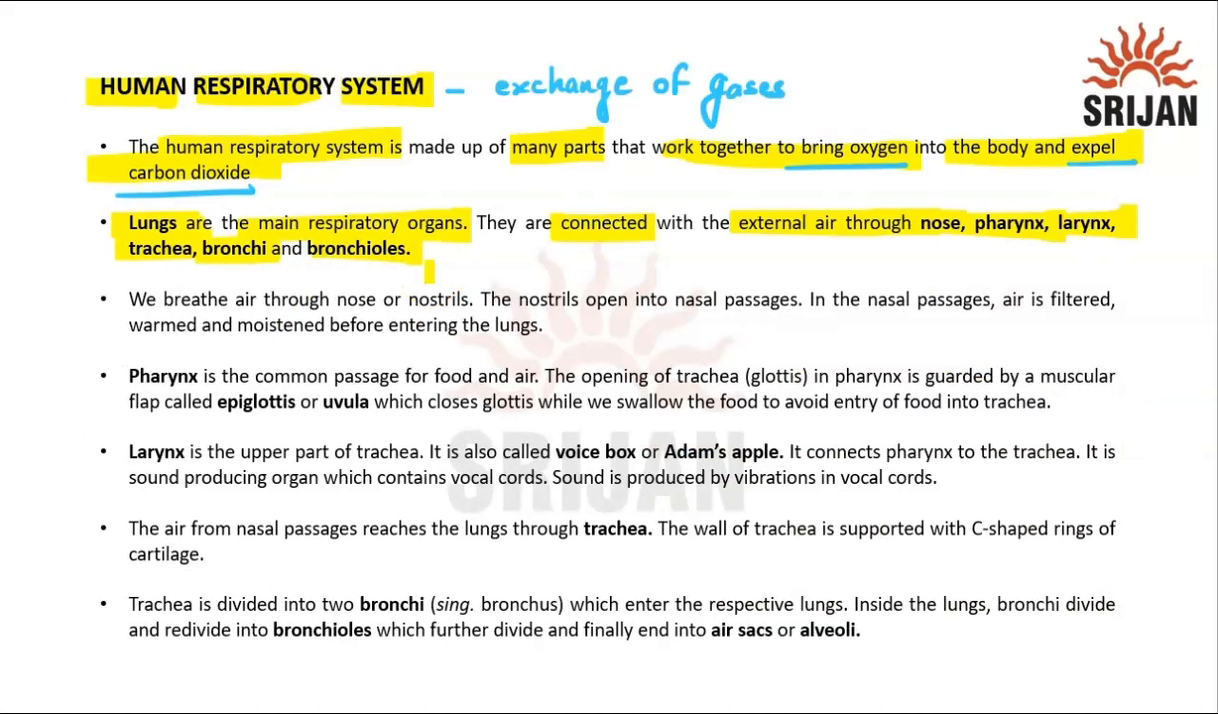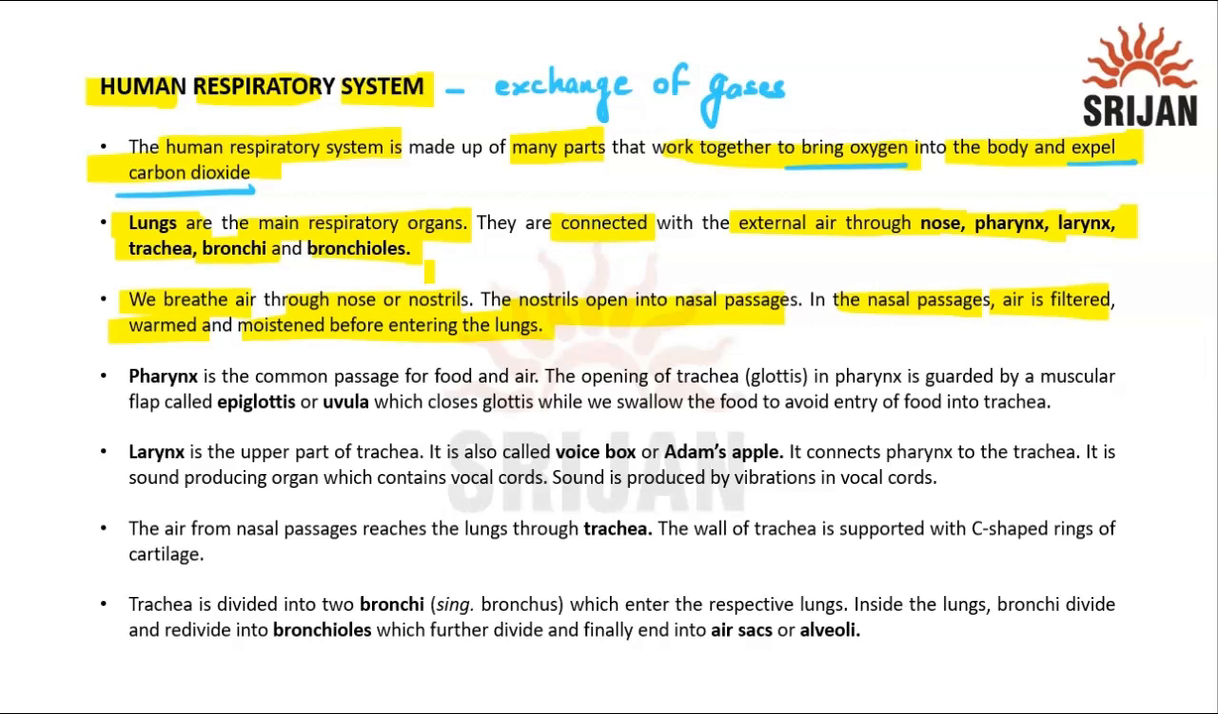Now, the first part is the nose, because with the help of the nose you are able to perform the exchange of gases. Here we breathe air through the nose and nostrils. Nostrils open into nasal passages, and in the nasal passages the air is filtered, warmed, and moistened before entering the lungs. This is the primary function of the nose, because you might be able to breathe through the mouth as well.